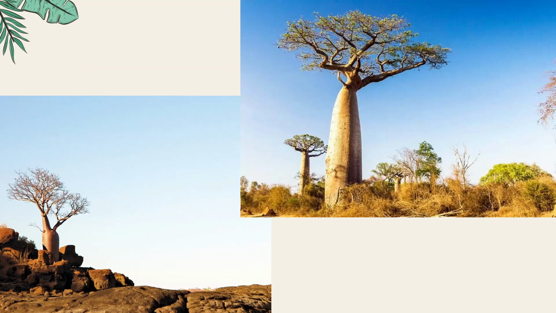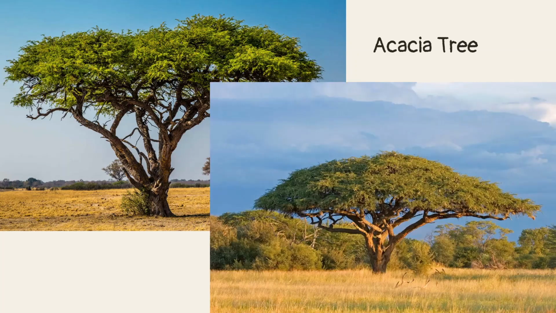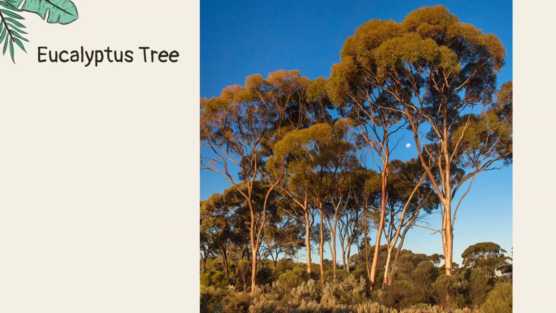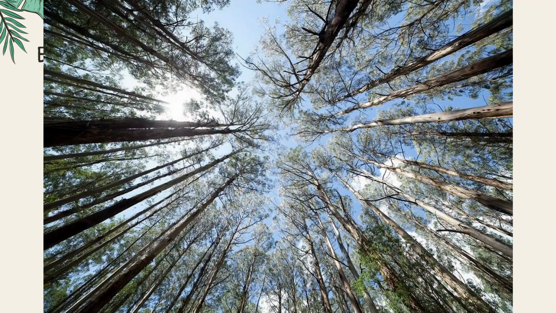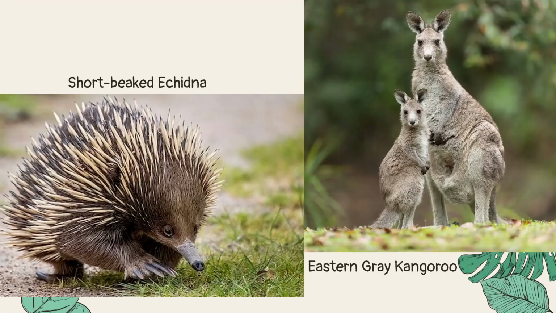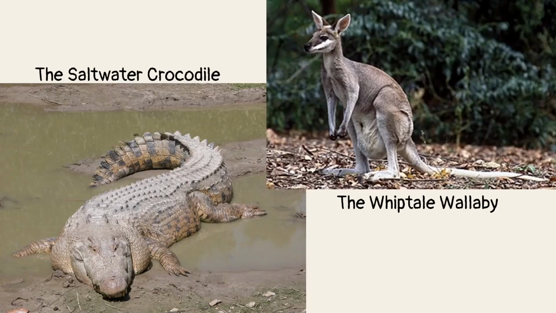Some of the examples of the flora and fauna: these are baobab trees, these are acacia trees, and as you can see, these are eucalyptus trees. And the animal examples are the short-beaked echidna, eastern grey kangaroo, koalas, possums, the saltwater crocodile, and the whiptail wallaby.